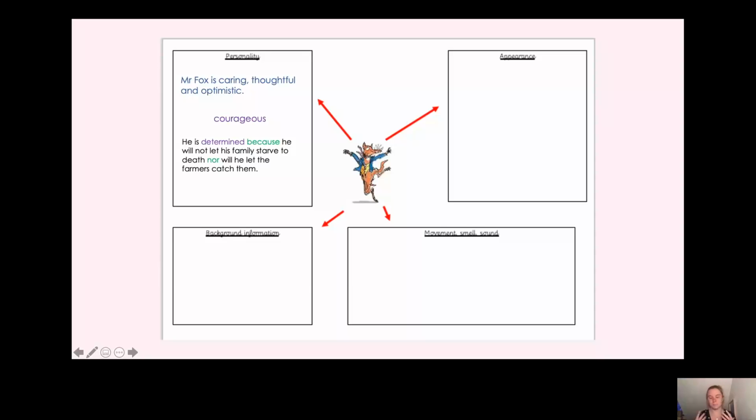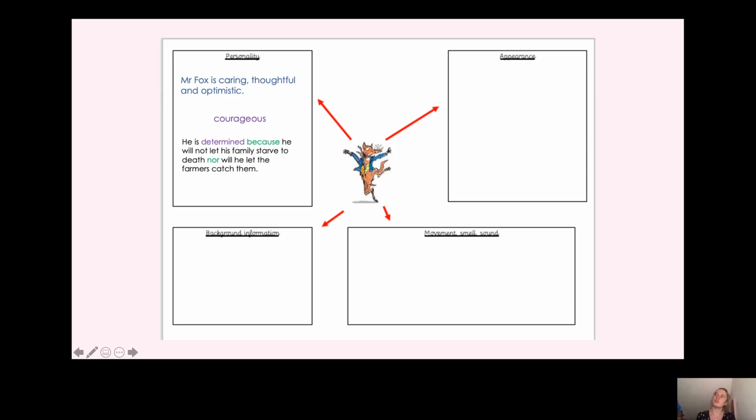I am going to look at appearance. Now, what do I want to describe about Mr. Fox's appearance? Because I can't describe everything, can I? So I'm going to have to pick a few things. Well, I remember in the book, it tells me about his sharp eyes, doesn't it? Because he spotted something behind the tree. So I think that's quite important to describe.